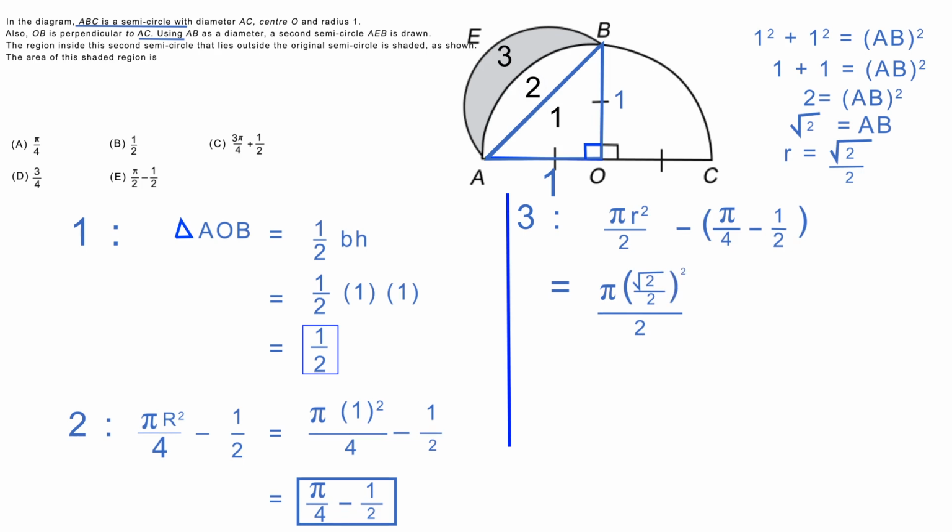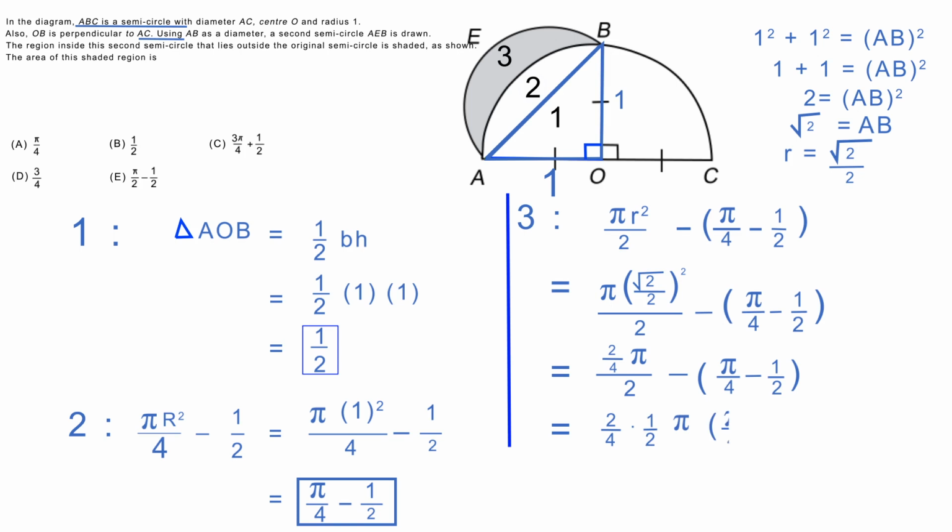So there you go. Plug that value for r into our equation here, and we get the following. Root 2 over 2 squared, all over 2. And this has not changed. This is still the same. So we get 2 over 4 times pi over 2, like that. Minus pi over 4 minus a half. This you get 2 over 4, invert and multiply, and you get 1/2 pi minus pi over 4 minus a half. And this becomes pi over 4 minus pi over 4 minus a half.